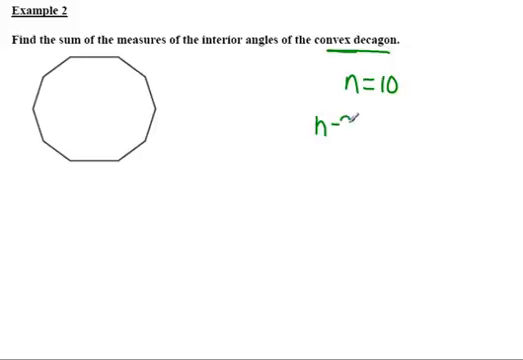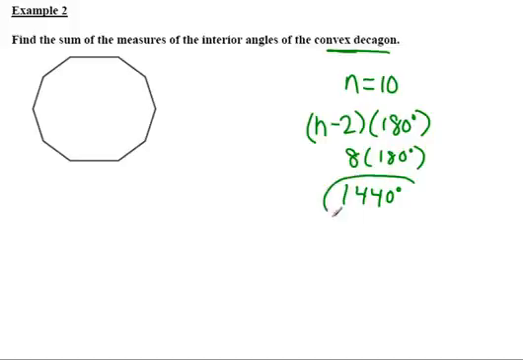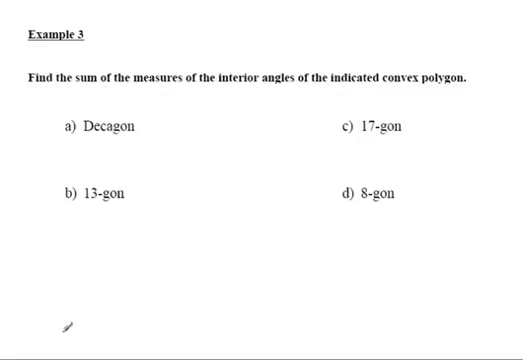So remember our formula is n minus 2. We're always subtracting 2 from that number, and we're going to multiply that by 180. So 10 minus 2 is 8. We'll just take 8 times 180. I'll grab my calculator here. 8 times 180 is a pretty big number. This would give us 1,440 degrees. So that's the sum of the interior angles of a regular decagon, any decagon.